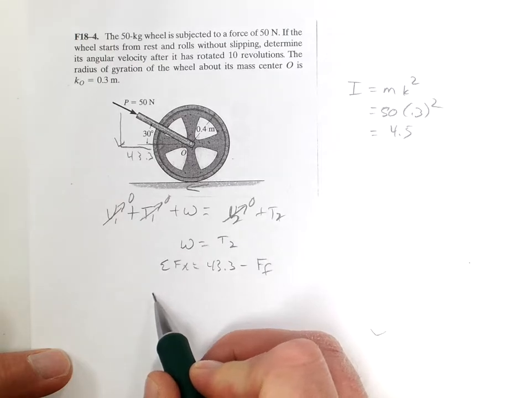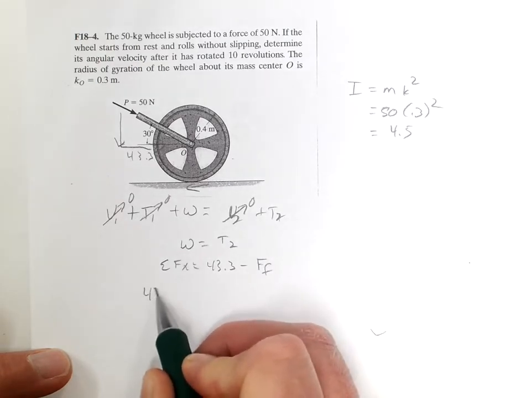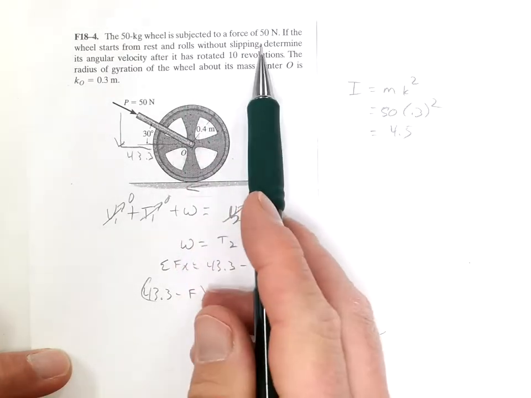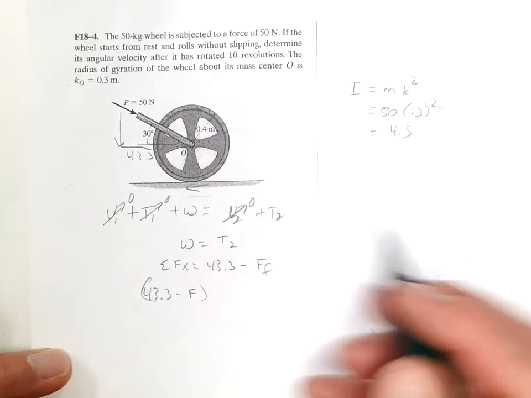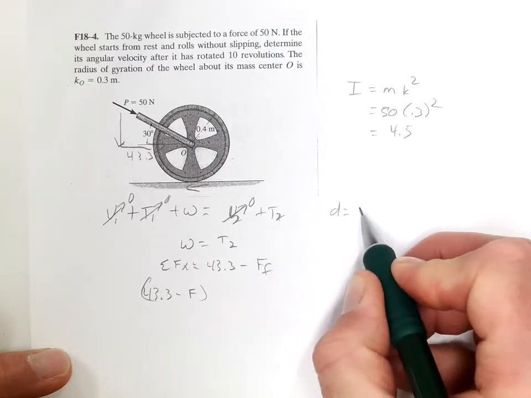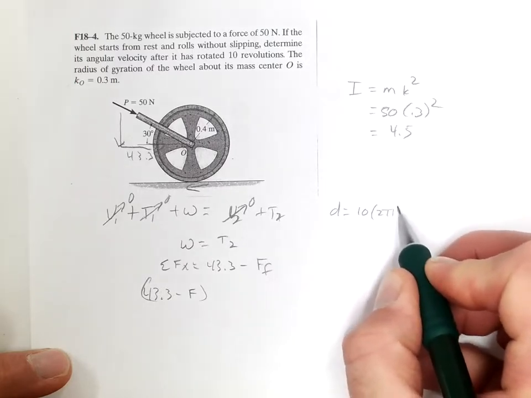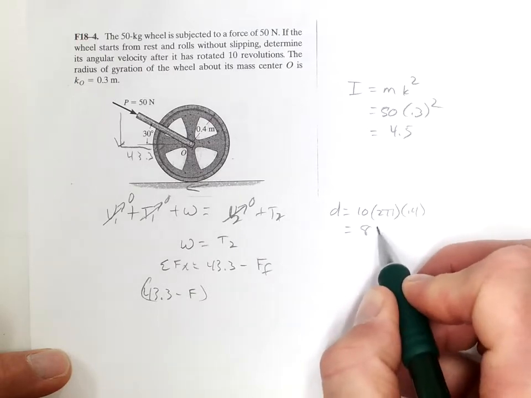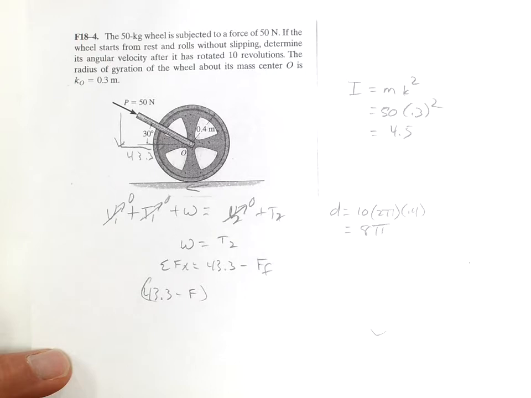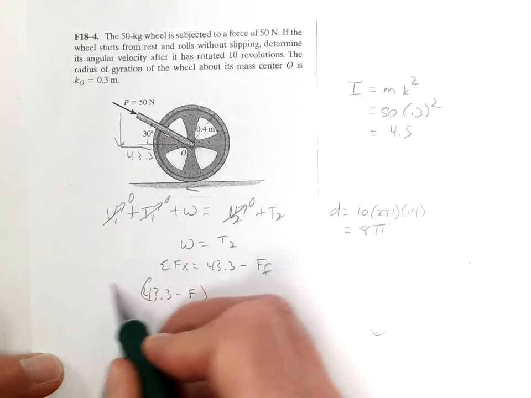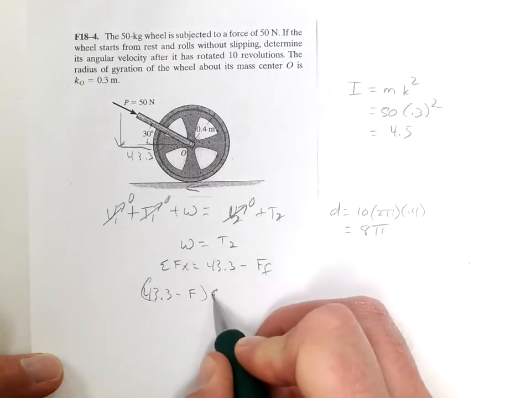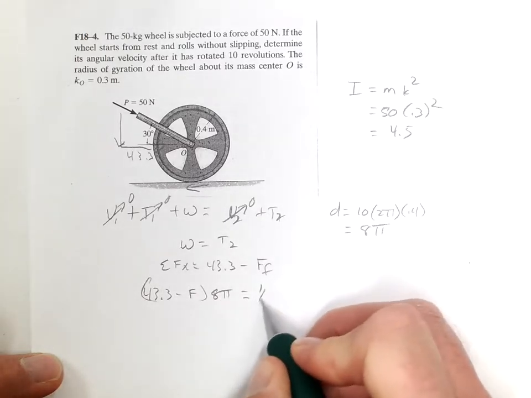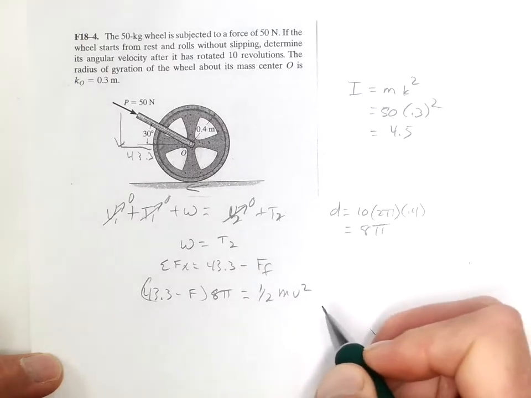So then the work is force times distance, 43.3 minus the force of friction, and the distance, 10 revolutions. So the distance is 10 times 2 pi times the radius, 0.4, which equals 8 pi. So we'll put force times distance, and that equals 1/2 mv squared.